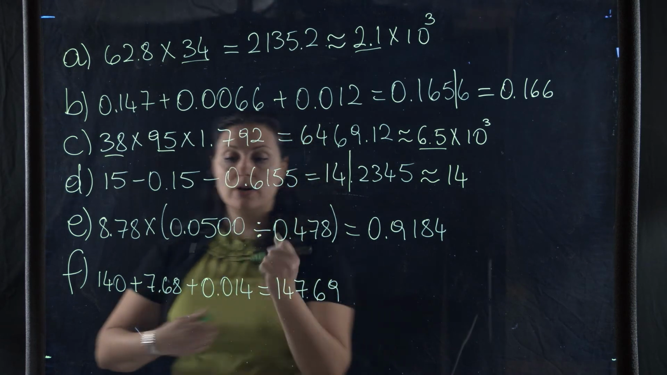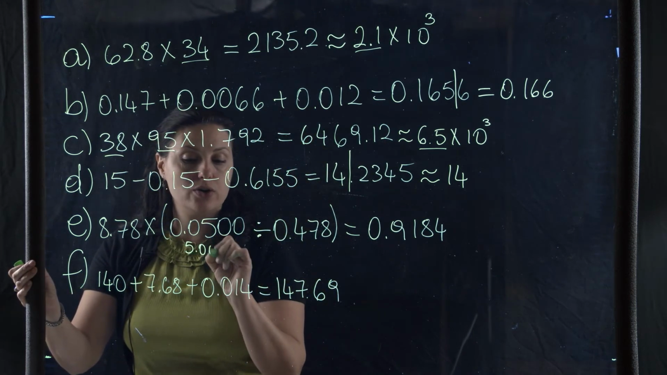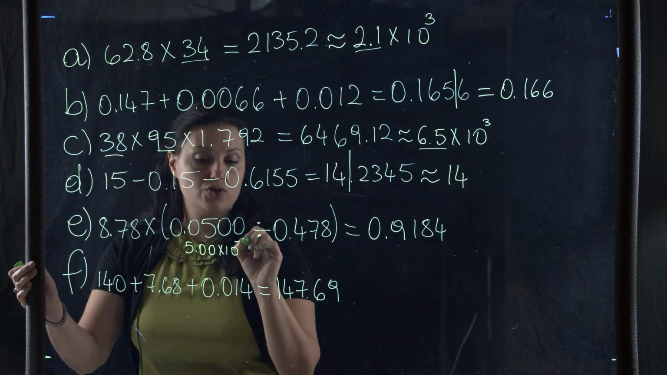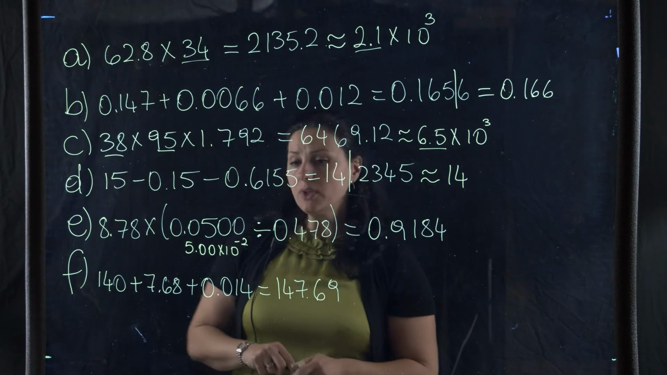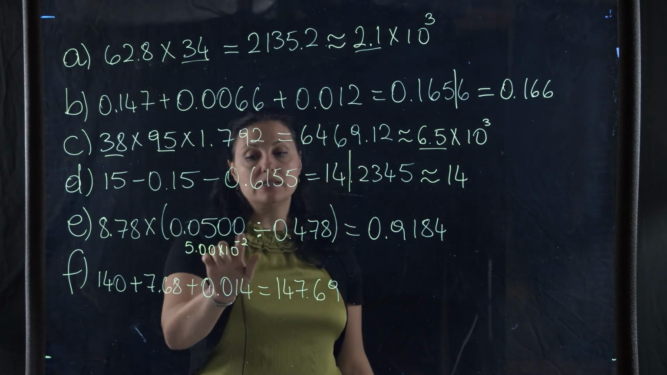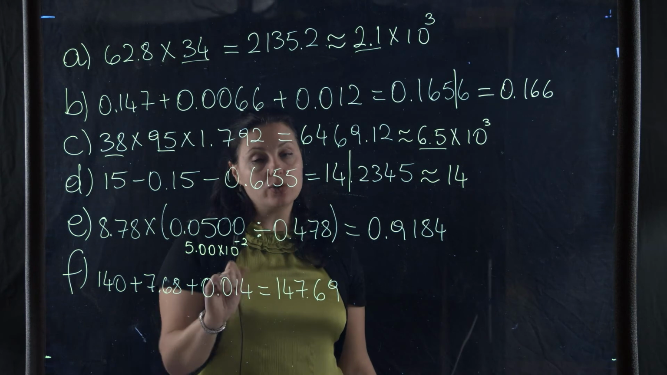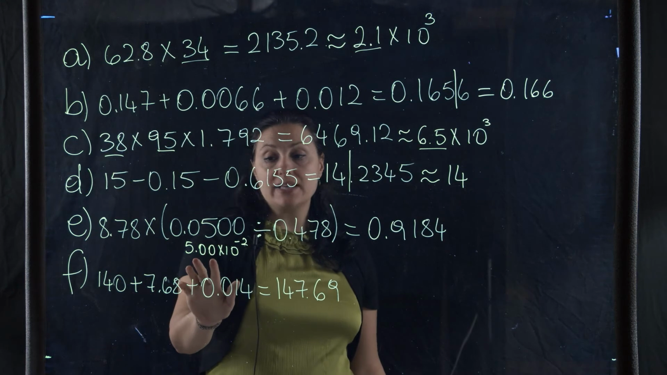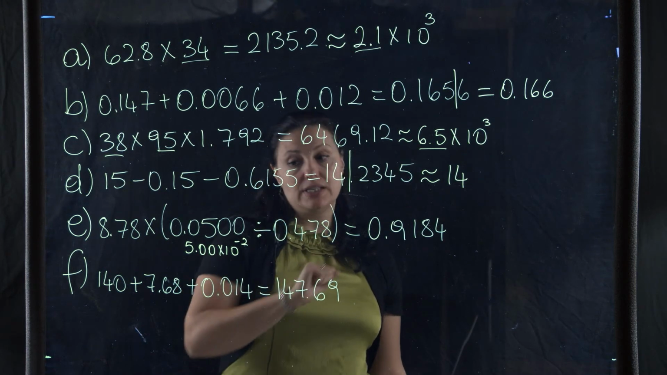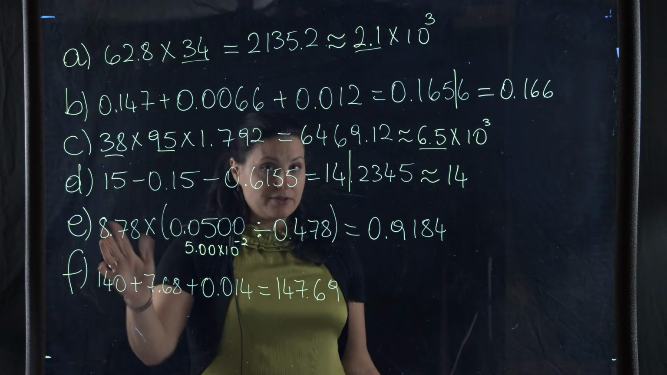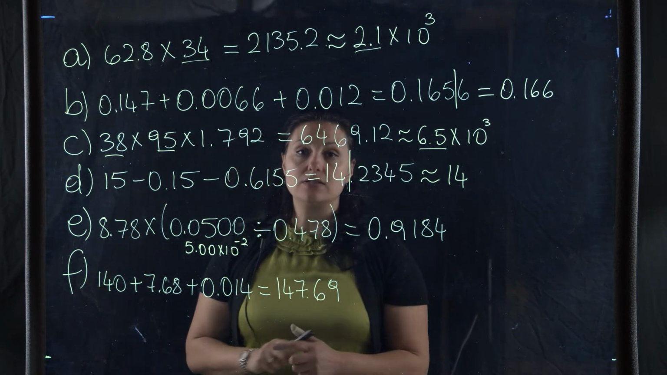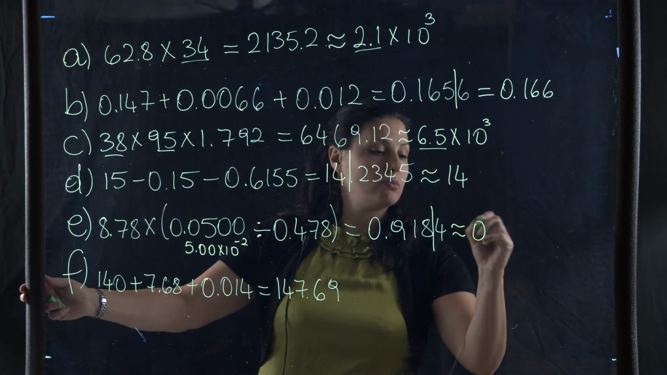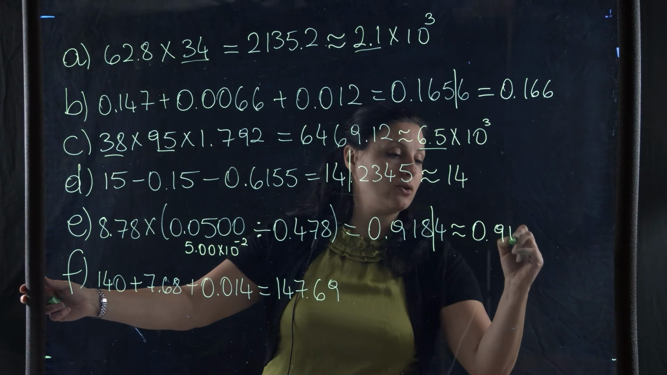I could write this number as 5.00 times 10 to the minus 2. Okay? Because I can write it in this fashion, these zeros are not just placeholders in this case, but these leading zeros are placeholders. And therefore, this number has 3 significant digits. This has 3 significant digits. This also has 3 significant digits, which means that my answer should have 3 significant digits as well. I cut it off here, and it will be approximately 0.918.